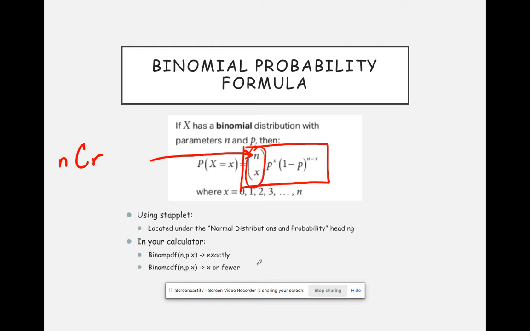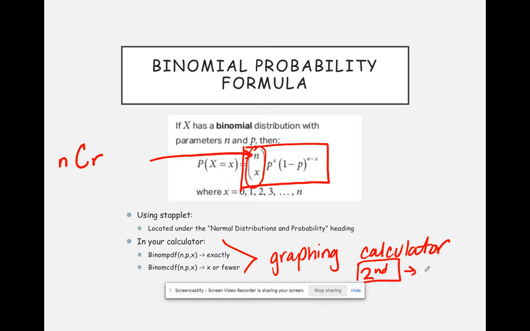If anybody has a graphing calculator, you can find the probabilities there as well. There's a binomial PDF and binomial CDF option under the distribution menu. So you would have to hit the second button, followed by the variables button. That's going to open up that distribution menu. And if you scroll down, you'll see that PDF and CDF option here.